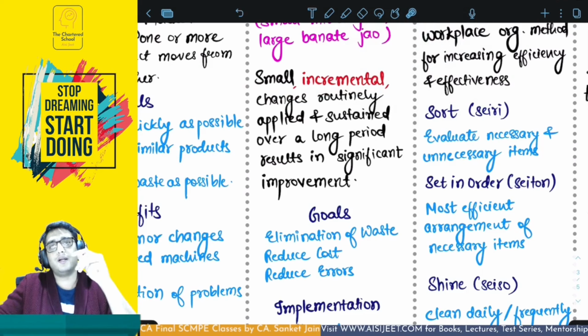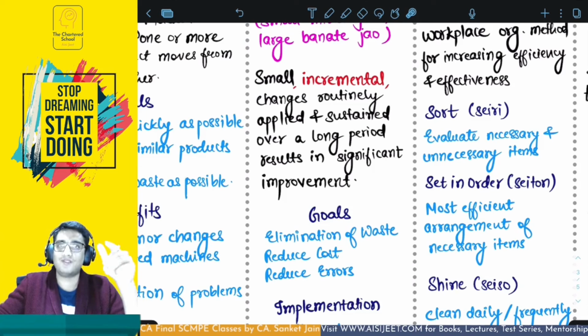So let's say I studied for 3 hours today. I'm going to make a small change. I'm going to study for 3 hours 15 minutes tomorrow. But day after tomorrow you have to do another small change, but you have to be incremental, which means that you cannot study again for 3 hours 15 minutes. You have to study for now 3 hours 30 minutes and so on. So you have to have small changes but incremental changes. Okay, that should be routinely applied, and you should sustain it over a long period of time so that you can get a good result. You can get significant improvement in your results.